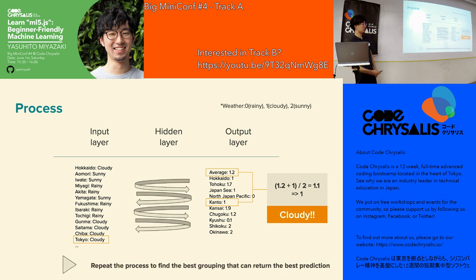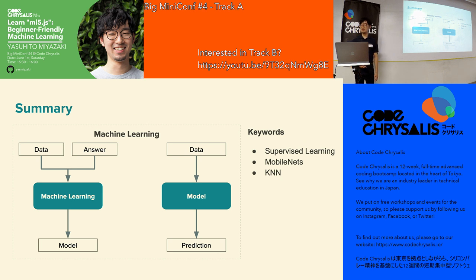And by doing this calculation over and over, it will try to find the best grouping that can return the best prediction. In my case, I just used, for example, Hokkaido, Tohoku, Japan Sea, North Japan Pacific, those areas. But if it's not a good grouping, machine learning will create another grouping. Sorry, right. You actually predefine the grouping if you do supervised learning. It's not learning any grouping. Hey, sorry, no questions.